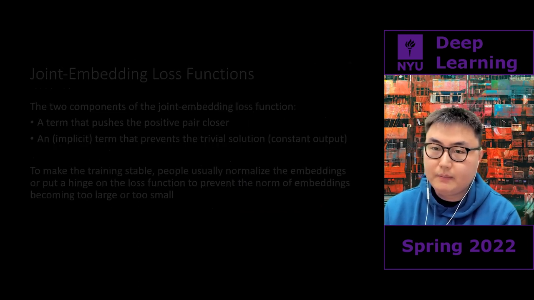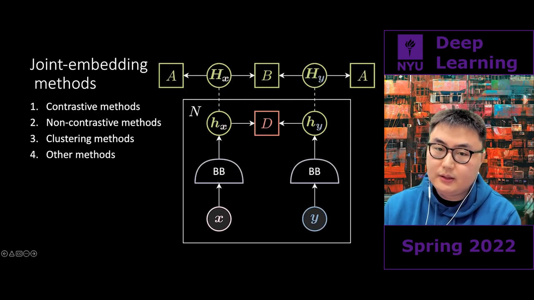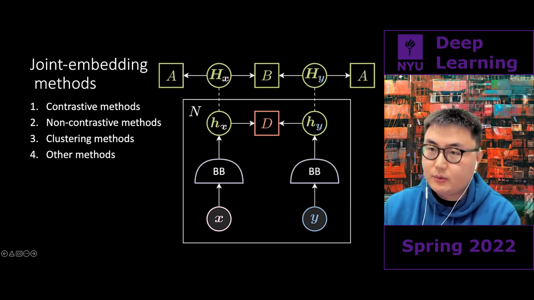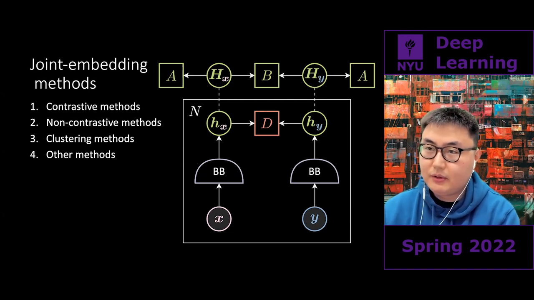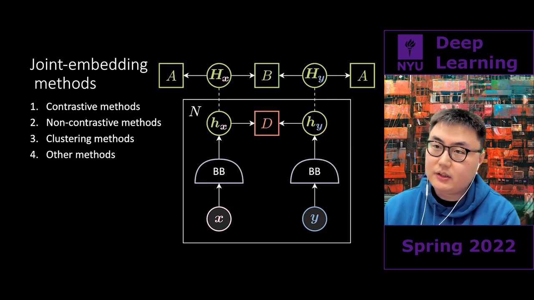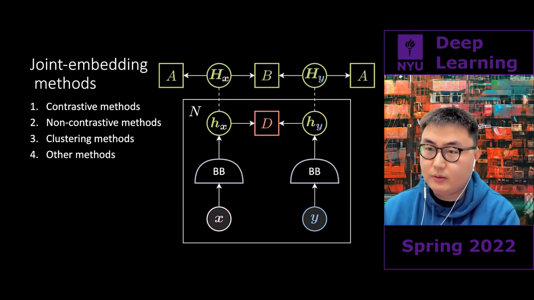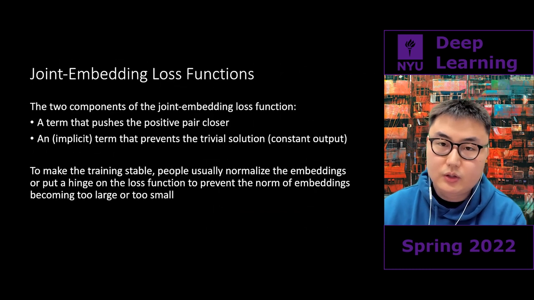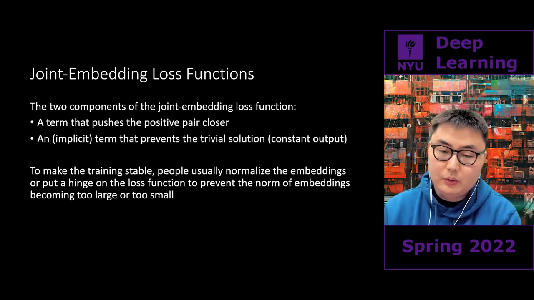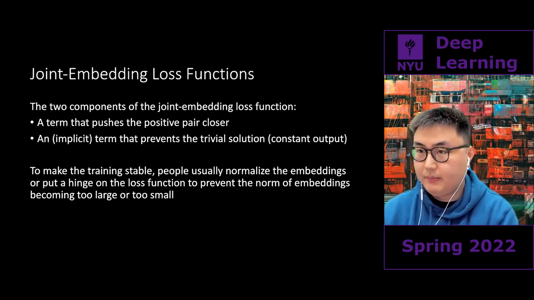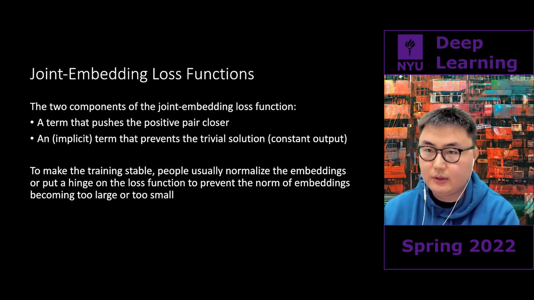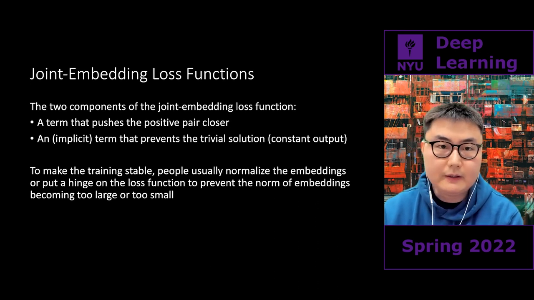If you multiply all of them by 10, your network produces the representations HX and HY, but 10 times larger. If you can produce a 10 times larger representation and the loss function decreases, then your training will be super unstable. So in general, those joint embedding methods have a way to prevent this instability from happening. I will show you what I mean later. Okay.